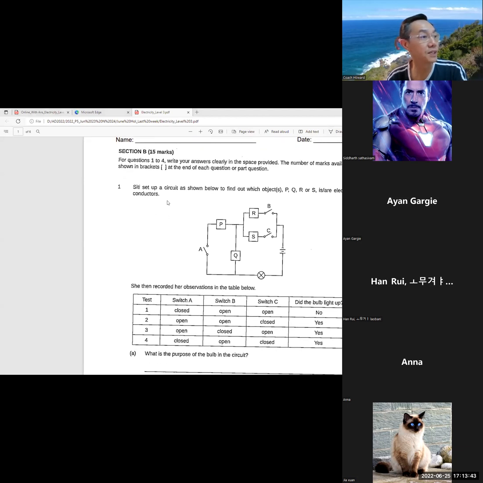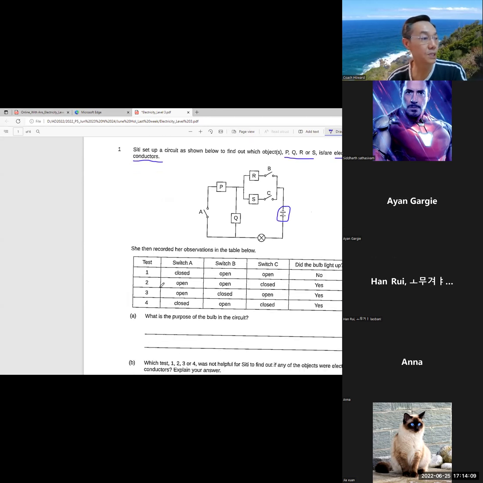And look at this circuit here. CT set up a circuit as shown below to find out which object is or are electrical conductors. So you highlight this part. The purpose is to find out whether they are electrical conductors. You notice there are 4 objects here, P, Q, R, S, and there's only one bulb. And this is the battery, the power source here. So this is the recording. There are 4 tests: test 1, test 2, test 3, and test 4.